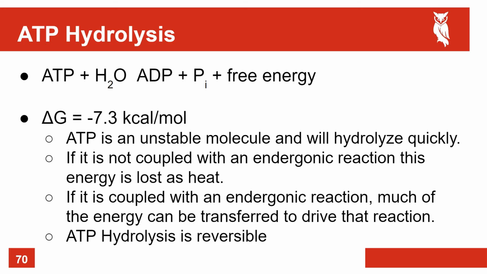So ATP plus H2O yields ADP plus Pi. That's free energy. The delta G for this is going to be negative 7.3. So what type of reaction is it? Exergonic, yep. It's an unstable molecule, so it hydrolyzes quickly. If it's not coupled with an endergonic reaction, this energy is lost as heat. Essentially, this energy is usually transferred to some other type of reaction. Usually, it attaches to a protein and makes it move.